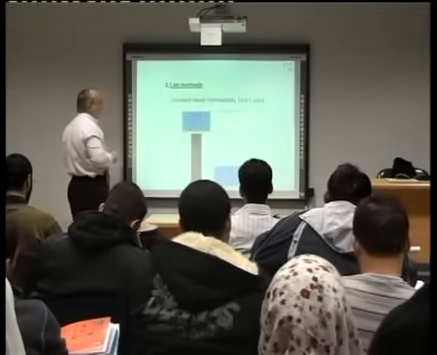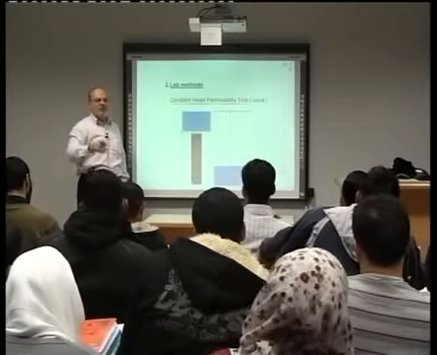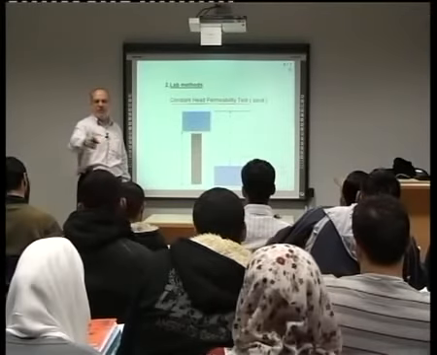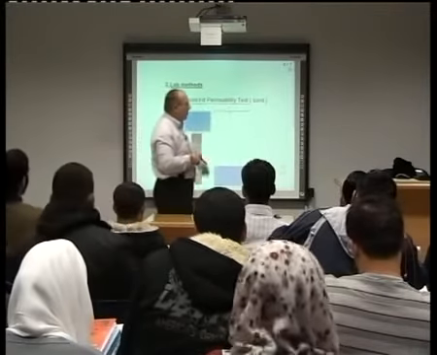I will go to lab methods. Why do we have laboratories? Just to do lab methods. Okay? And we will have two tests. Lab methods. The first one is called the constant head permeability test. This is the one, by the way, you will do in the lab. From the beginning, I'll tell you, this is used for sand, for gravel, for granular material, for coarse material.